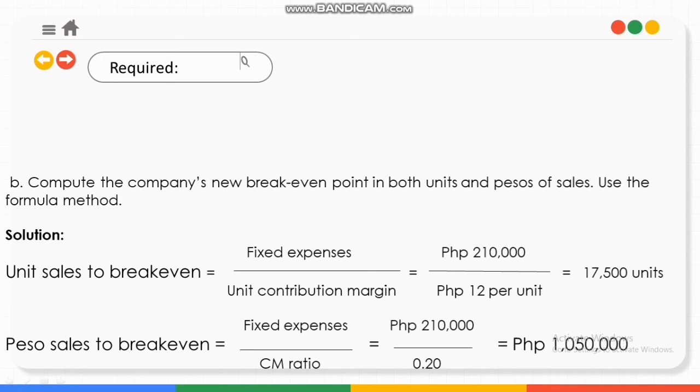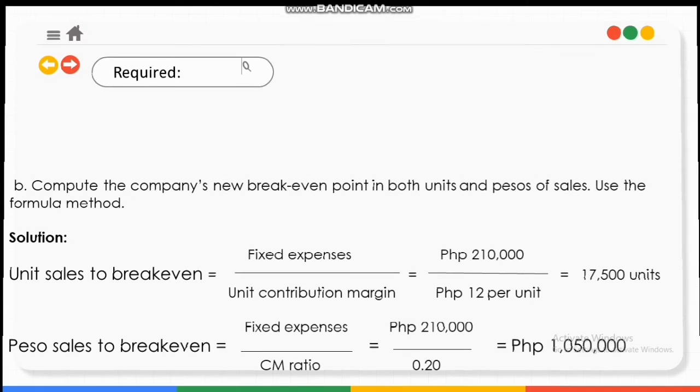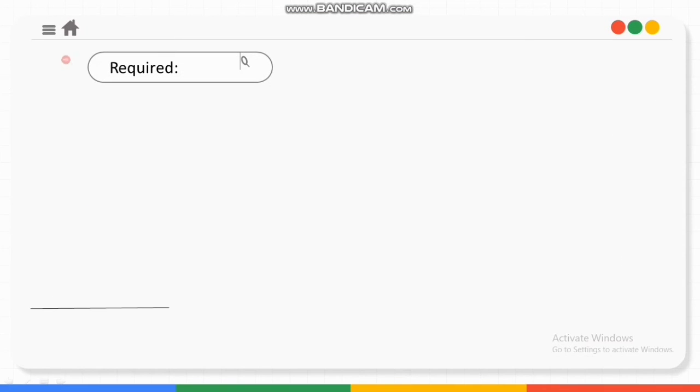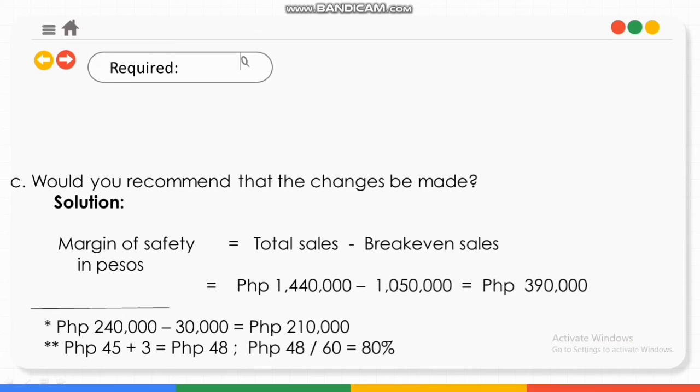Tapos yung formula sa peso sales to break even is equals to fixed expenses over CM ratio is equals to 210,000 pesos over 0.20, which is yung 20%. So, 210 over 0.20 is equals to 1,050,000 pesos. Last is letter C. Would you recommend that the changes be made? So, the answer is yes.